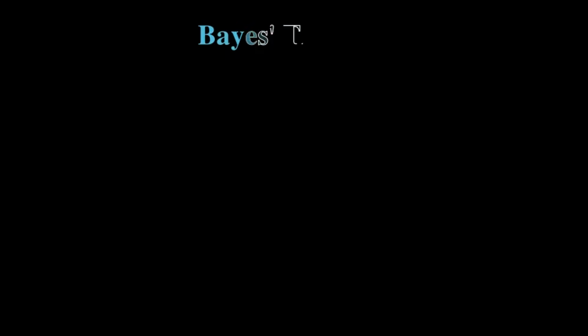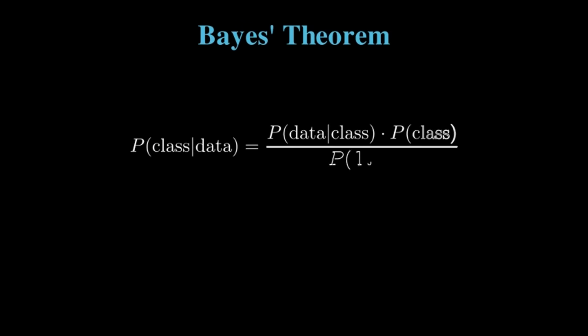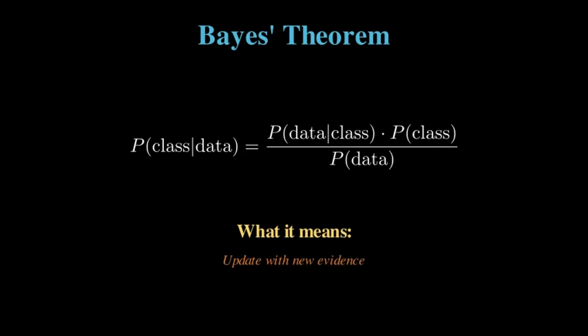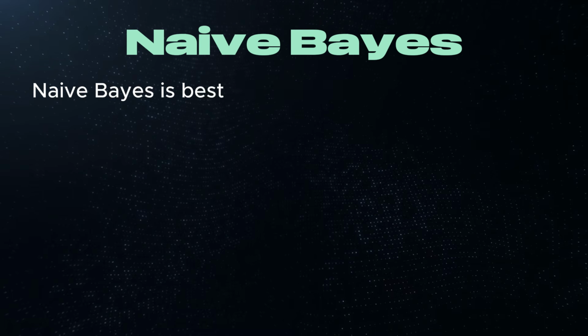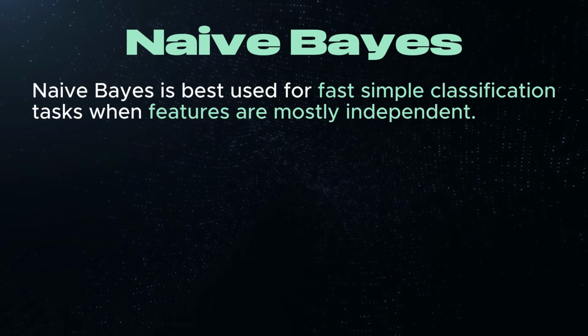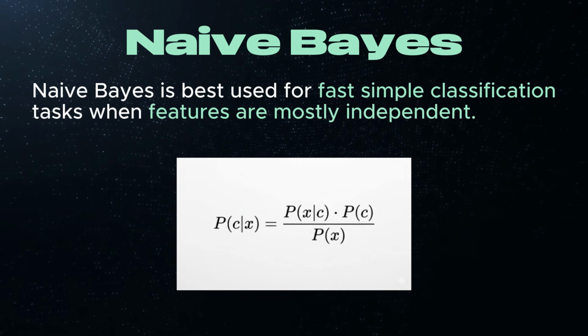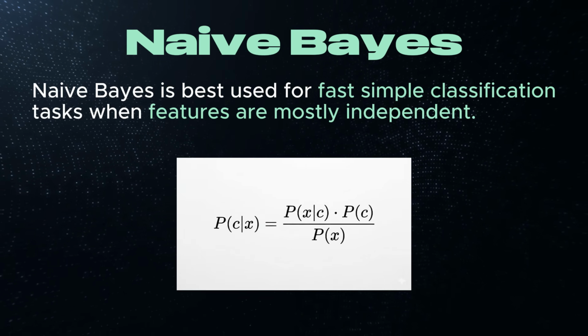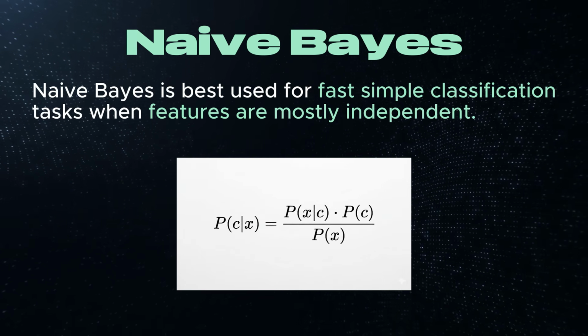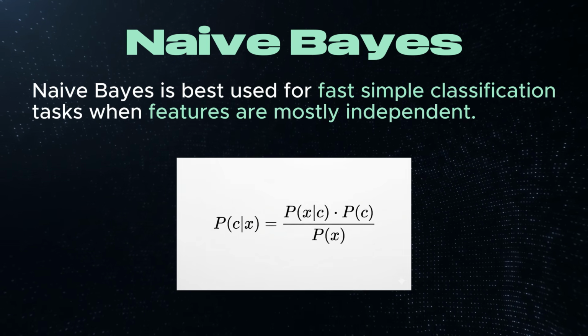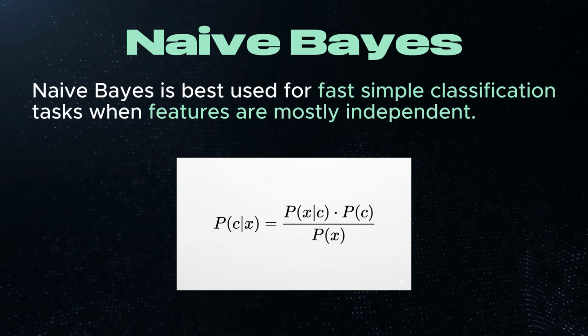The key formula behind this is Bayes' theorem. What Bayes' theorem is really saying is take what you already believed, update it based on new evidence, and you get a smarter, more informed probability. That's it. Naive Bayes is best used when you need a fast, lightweight classifier, especially on text data. If your data is text-heavy and you need something reliable without a lot of computational overhead, Naive Bayes is a solid pick.